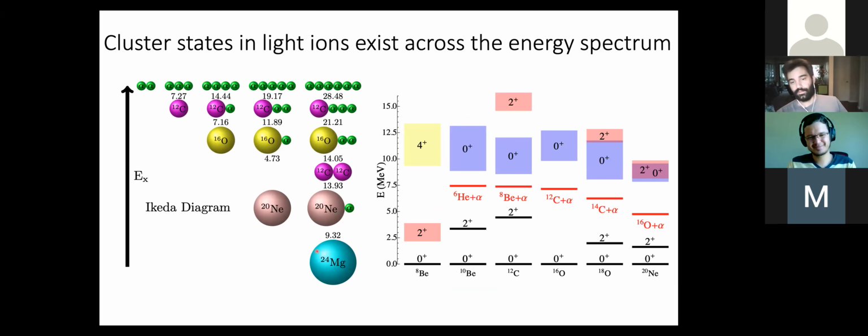So to put it more into a picture, this is the Ikeda diagram. You have, let's say, 20 neon. You have excitation energy going up. You reach the alpha decay threshold, and that is where you expect to find states that look like 16 oxygen plus an alpha particle. You go up to the next threshold, the 2 alpha threshold, you expect to find states that are like 12 carbon plus 2 alphas.